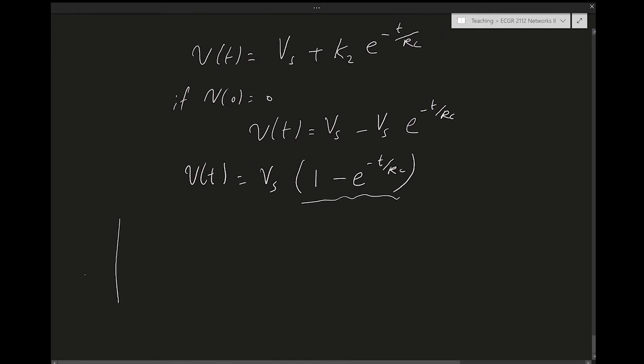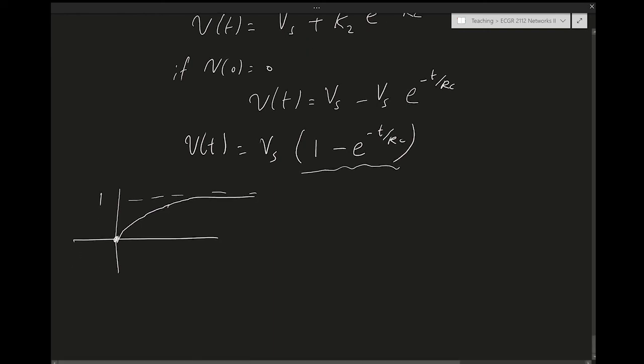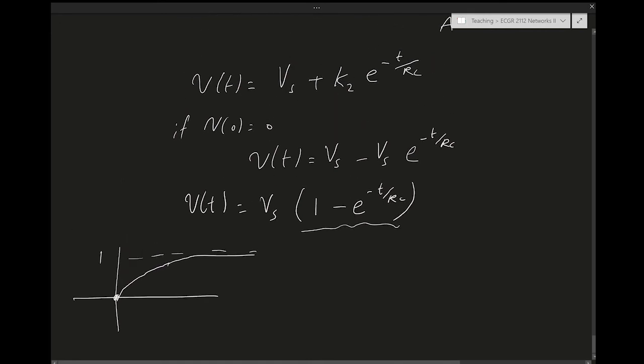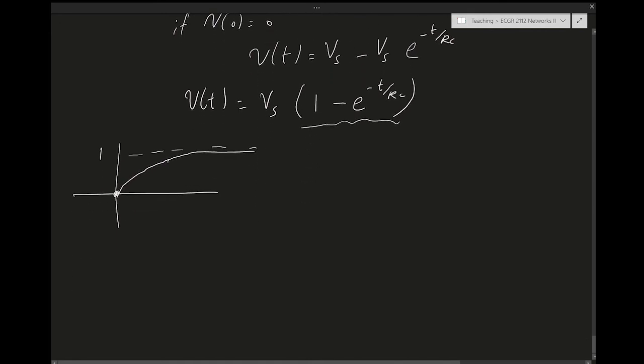This looks something like this. So this is 1, but 1 that you keep subtracting from it something that's dwindling as time goes on. So at t equals 0, you're subtracting 1 from 1. So you start at 0 and then you keep going up until what you subtract goes to 0 and you hit 1. Okay, so this is this sort of charging response.